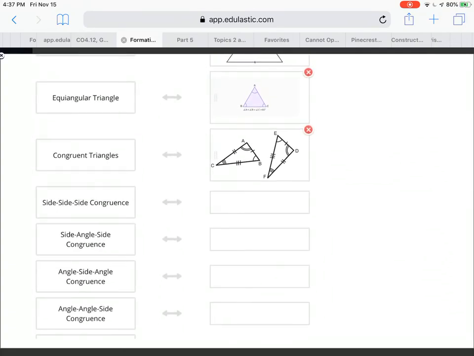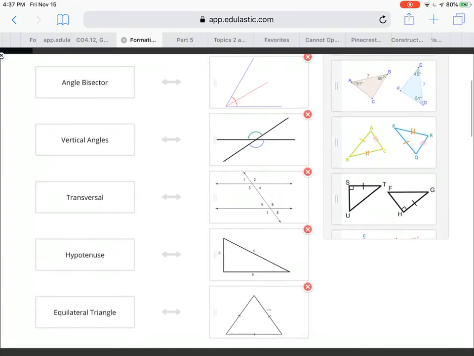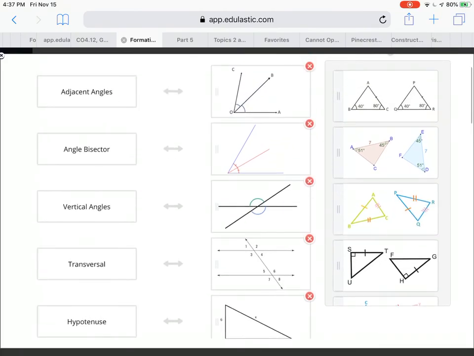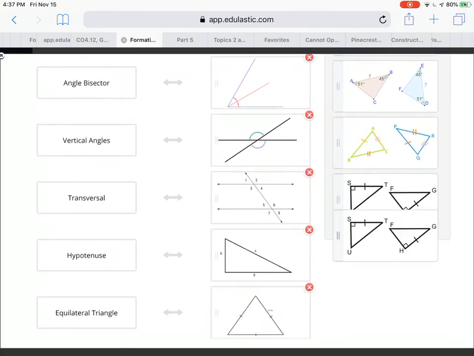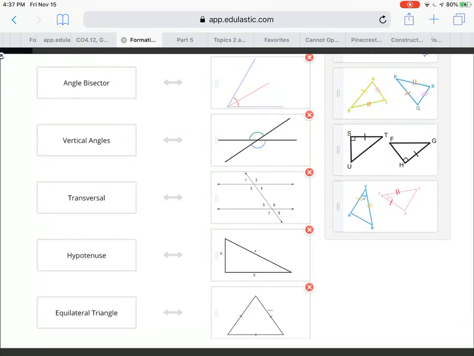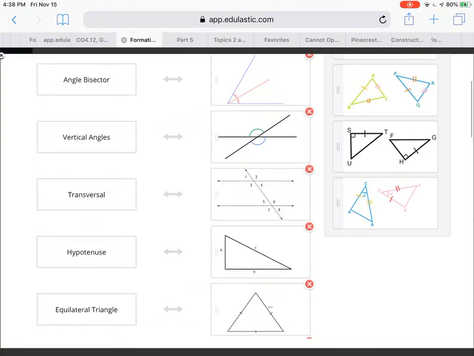Okay, side angle side is when an angle and its 2 sides are congruent. So that would be the last picture there. See that angle 30 and its two sides are congruent in both of the triangles. That's called side angle side congruence. And basically, if you just know those three parts are congruent between the two triangles, then that means that the rest of the 6 parts are congruent between the two triangles.